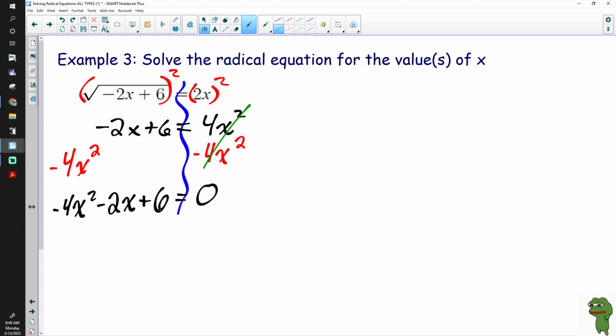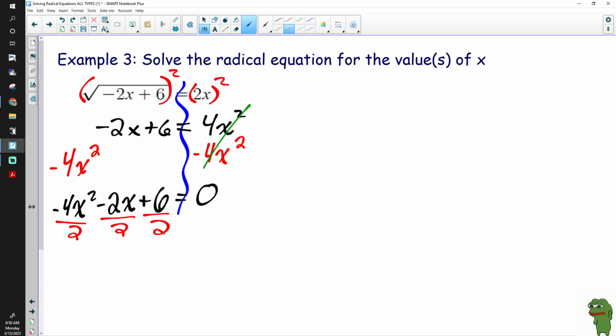Now before we do the x method, what do you notice about negative 4, negative 2, and 6? What can you do to all of those? You divide them all by 2. If you forget to do this step, not the end of the world. You'll still get your answers. But the smaller we make our numbers, the easier the X method will be.